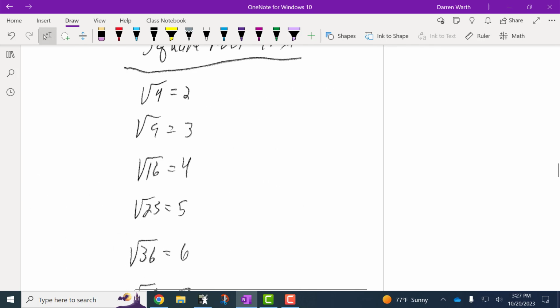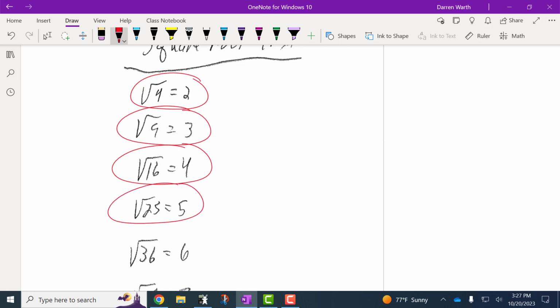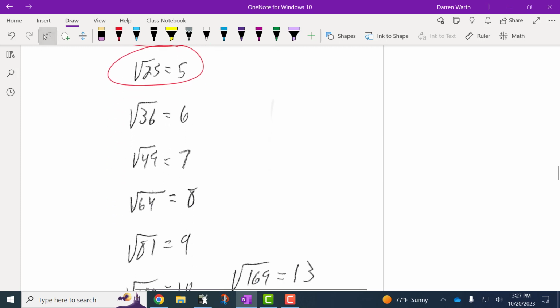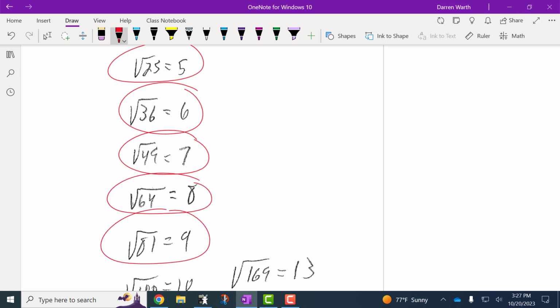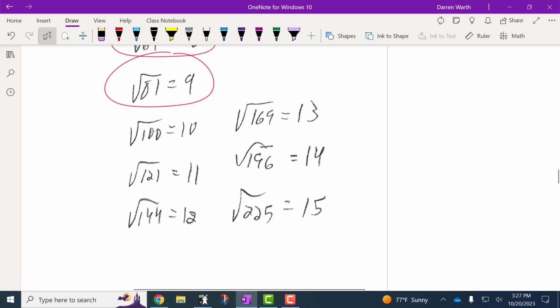So you'll notice that we got the first one, square root of 4 equals 2, square root of 9 equals 3, square root of 16 equals 4, square root of 25 equals 5. Got the square root of 36, it's going to equal 6. And then we got the square root of 49, it's going to equal 7. Square root of 64 is going to equal 8. Square root of 81 is going to equal 9. And then your last one that you have, and this is square root of 100 is 10.